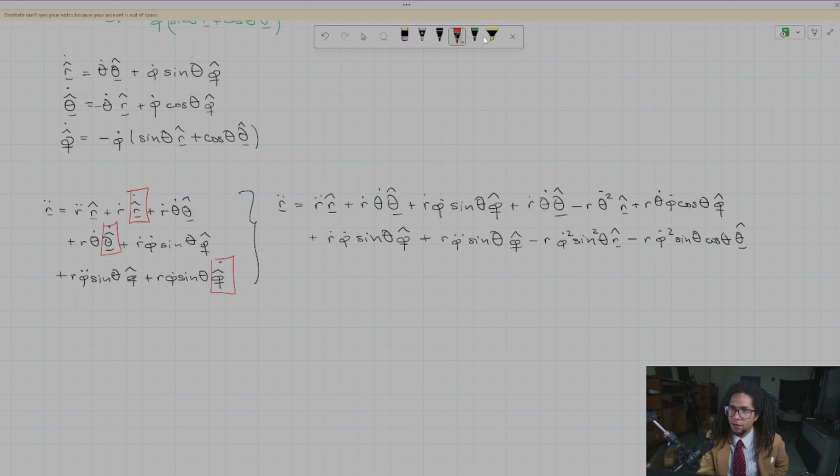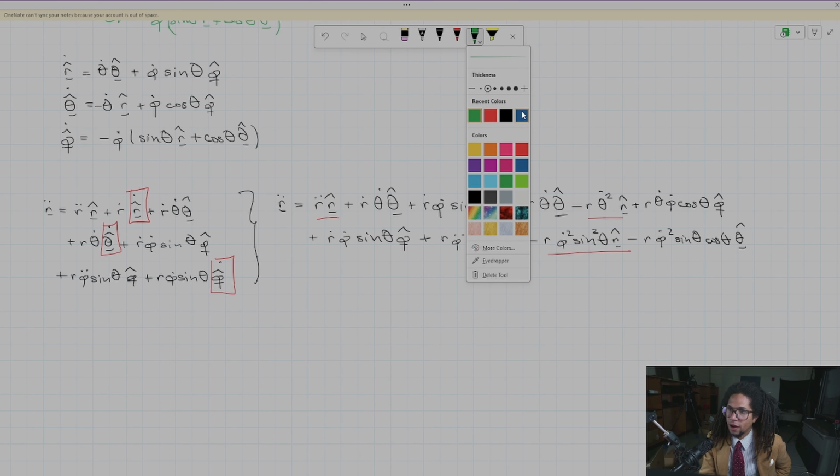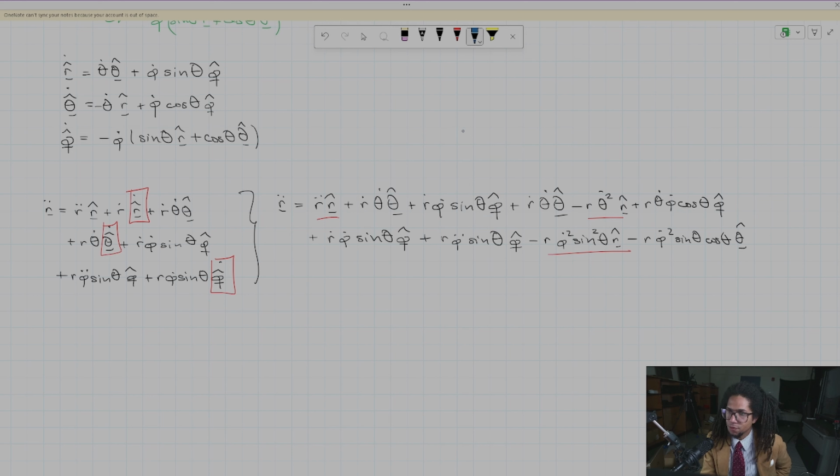Great. Okay, now let's use red for all our r hat vectors, r hat direction. Let's use blue for all of our theta hat direction.